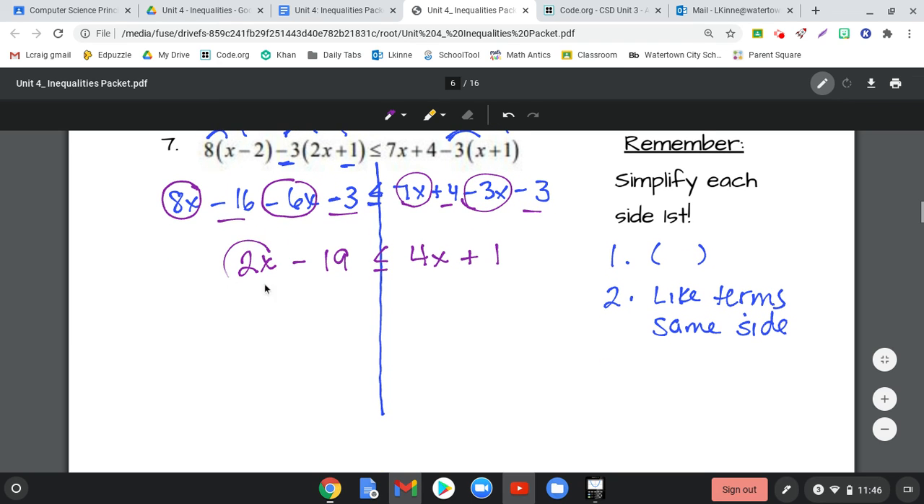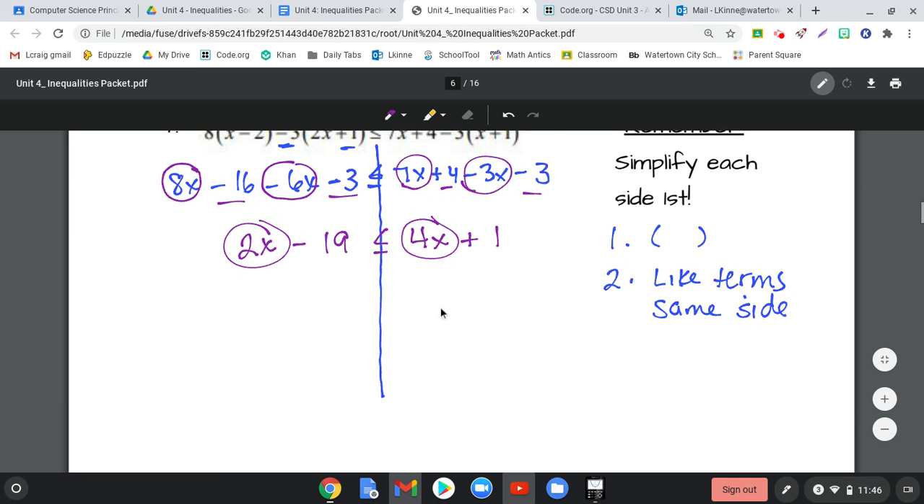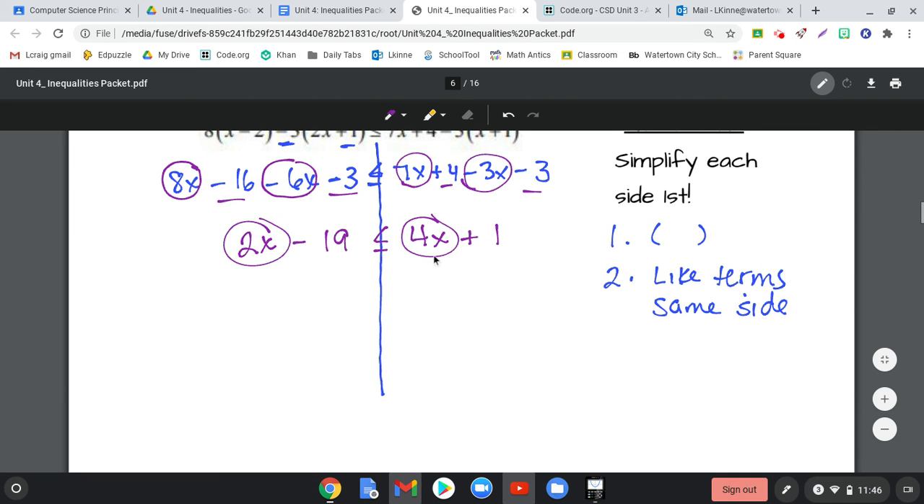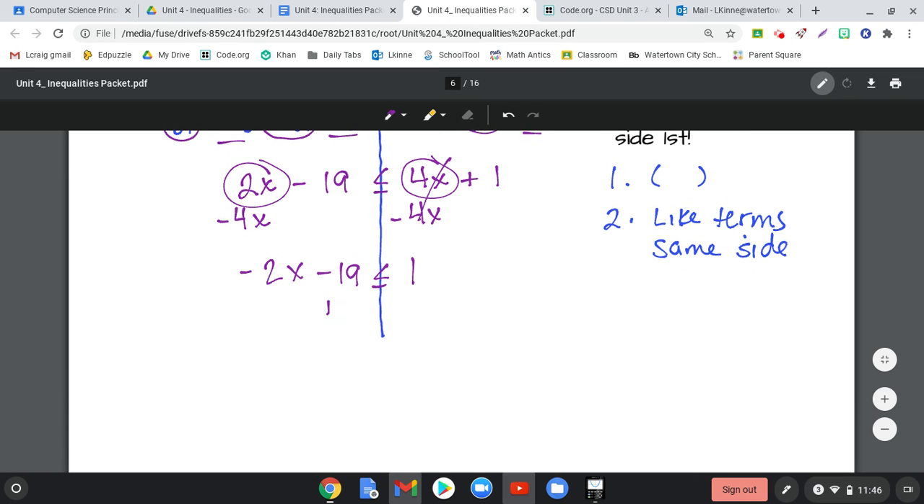All right, now we're going to circle our like terms. Now I know a lot of you like to move the smaller one to be with the larger, but with the inequalities, I think it's less confusing if you have all your variables on the left. So I'm actually going to subtract my 4x over. So I'm left with negative 2x minus 19 is less than or equal to positive 1. Add 19 to get rid of the minus 19. Negative 2x is less than or equal to 20.